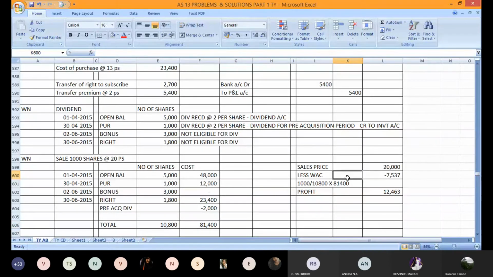Your selling price is 20,000. You end up with a profit of 12,463. Have you understood both the aspects now? This calculation and the calculation of profit. Yes, sir. Write down the calculation of profit also, and then we will see the accounting effects. First, write down the workings, all workings. I'll give you a couple of minutes to write down the workings.